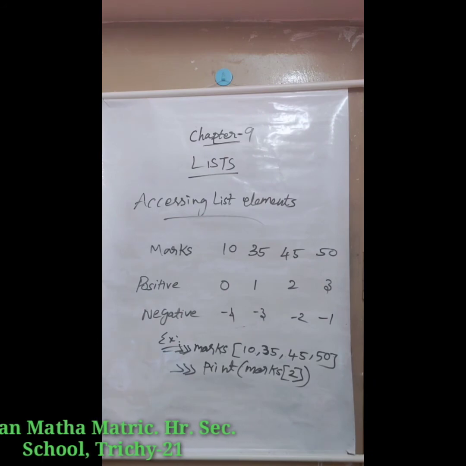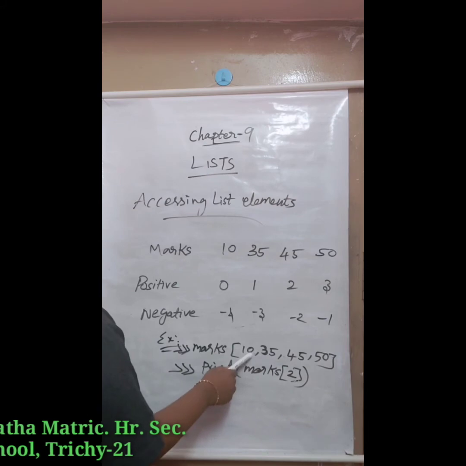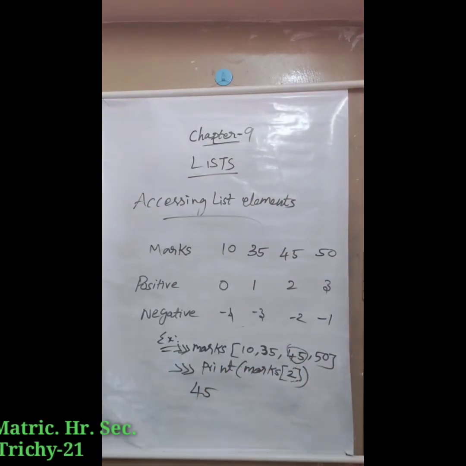So the output of values here, we used the index value 2. So here it starts with 0, 1 and 2. So the value is, it produced the output 45. So this is the example.